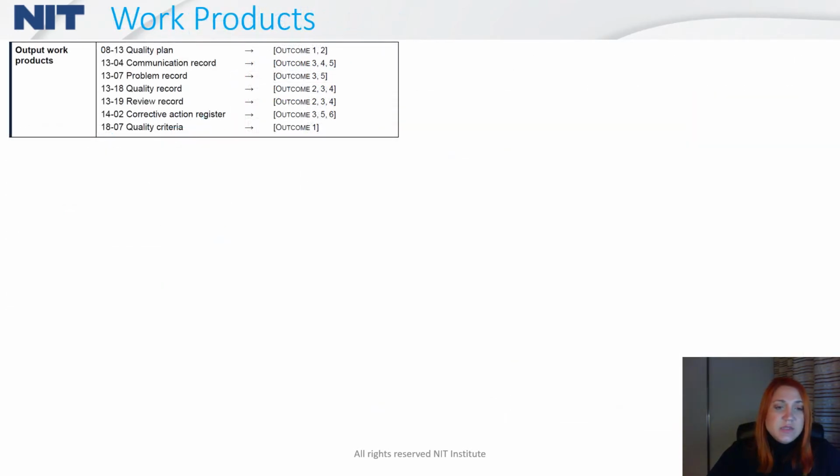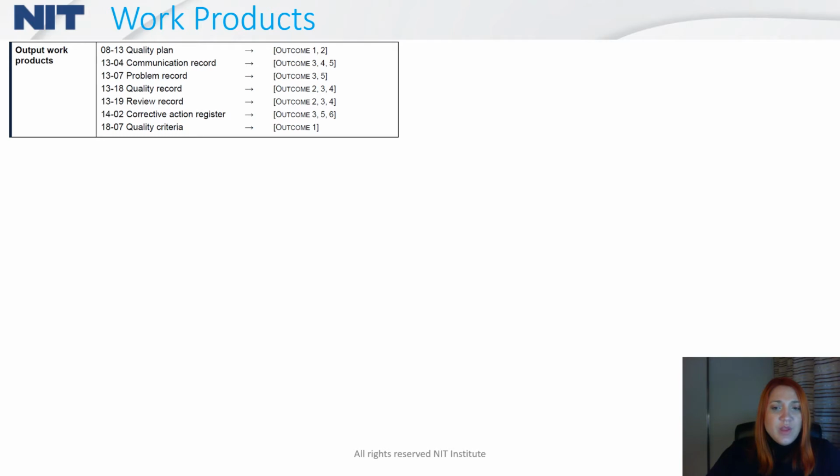Now let's zoom in and look at the work products. Here you can see the work products that I mentioned on the previous slide, listed for each process. In the first example, when we had project management, we had different types of output work products. Here I just zoom in on, for example, the quality assurance process. And why do we need those work products?